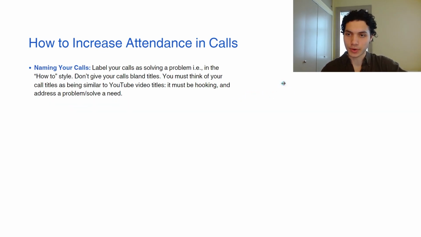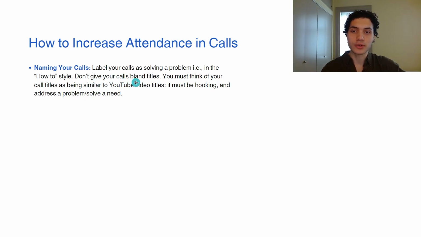Another cool trick, and this is very simple, is to simply name your calls better. So label your calls, title them as solving a problem, in a how-to style. Your live calls should be solving problems for your members. In fact, all of the programming in your community should be solving problems for your members, whether that be the live calls, the courses, etc.